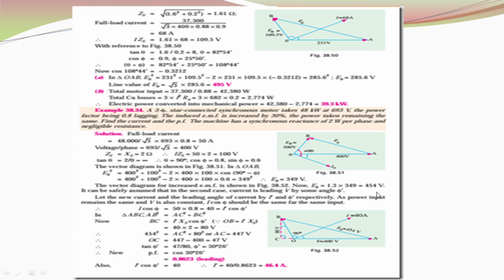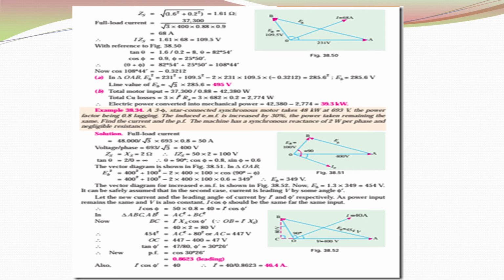It can be assumed that in the second case current is leading voltage by angle phi. So let the new current and the leading angle of current be I and phi dash respectively. As power input remains the same and V is also constant, I cos phi should be the same for the same input. So I cos phi is 50 into 0.8, that is 40. In triangle ABC, AB square is equal to AC square minus BC square. So BC equals I Xs cos phi dash, or 40 into 2, 80 volts. So we can find out the value of AC as 447.